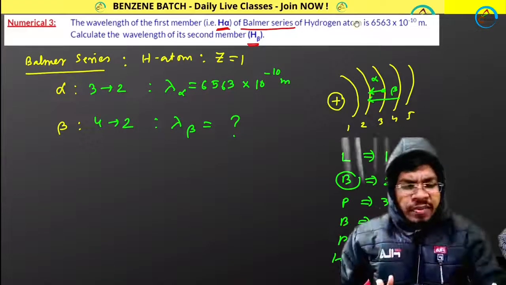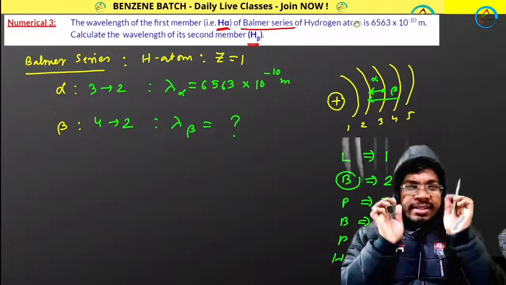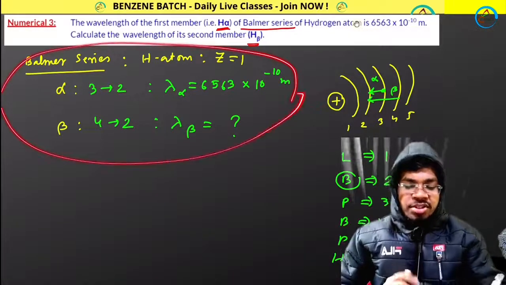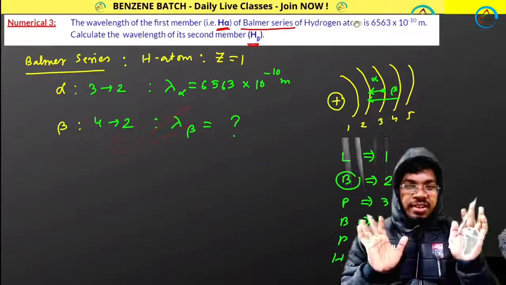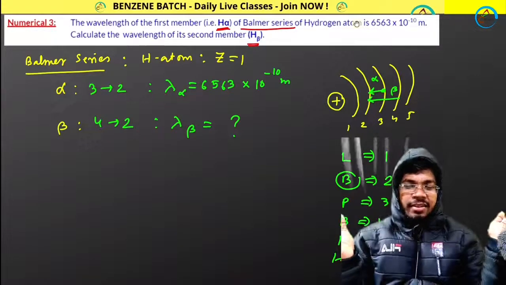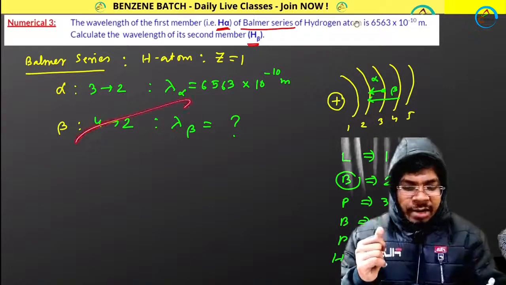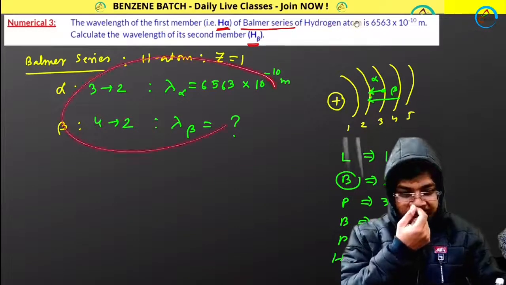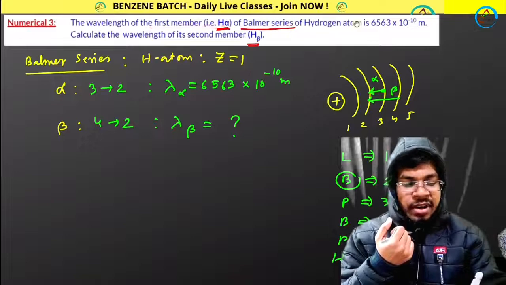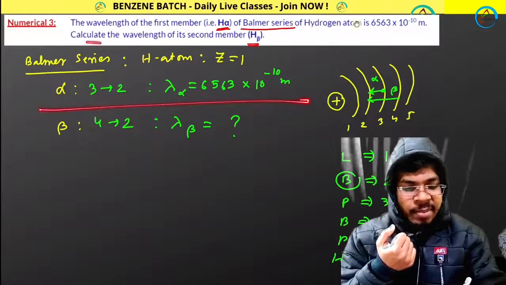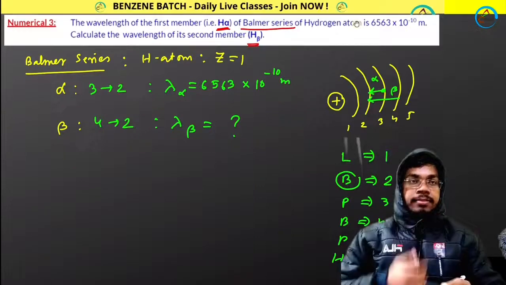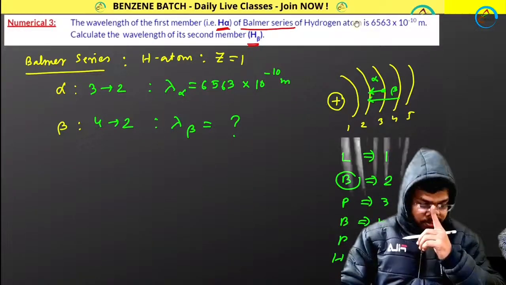Whenever you are solving any kind of numerical, just remember one thing: whatever information is given in the question, just write that information first. Whatever information you are given, if you are not writing it, maybe you are missing something from the question. That's why I have written everything. First member means H alpha, I have written all this information. Second member means H beta, I have written all the information. Got it?